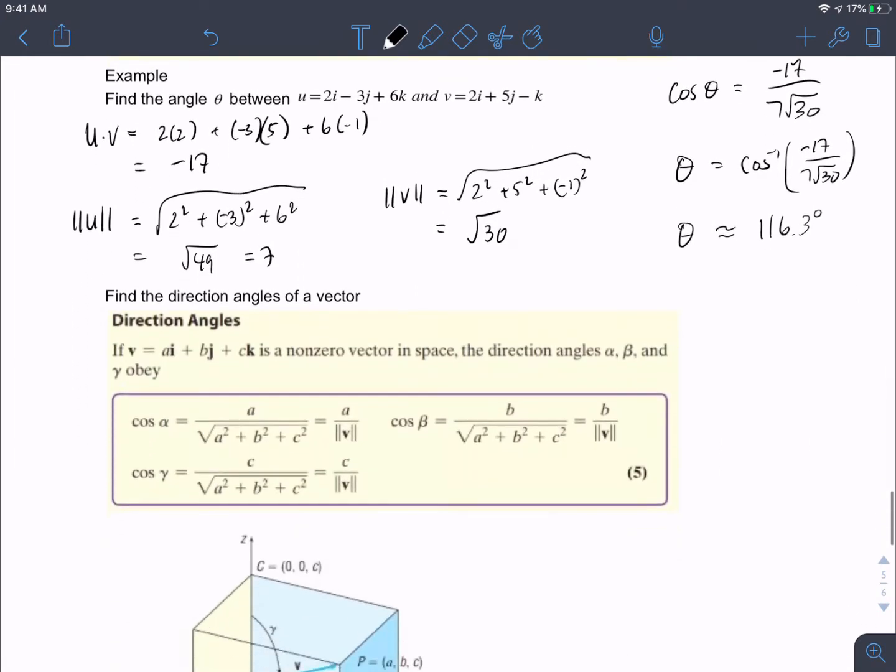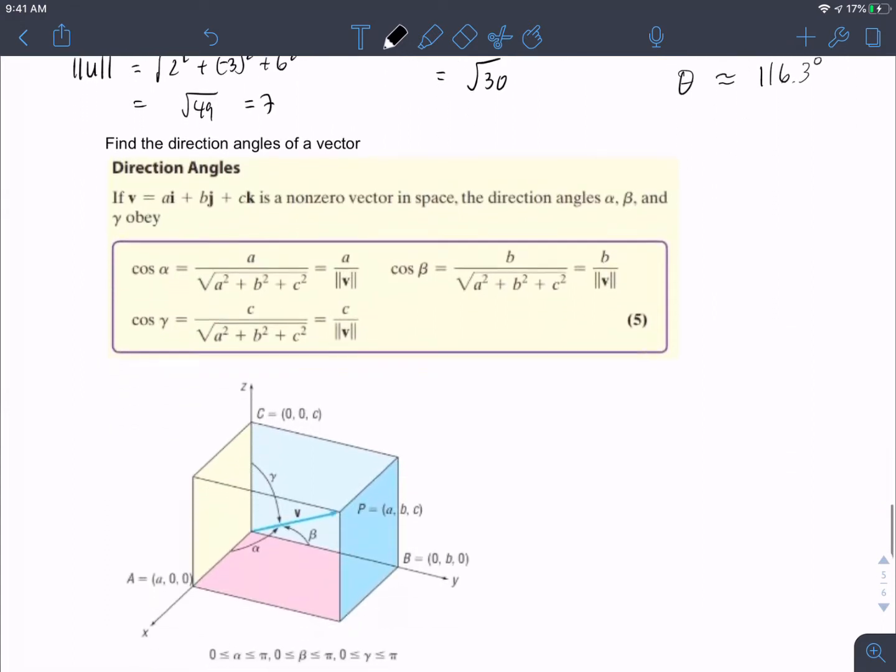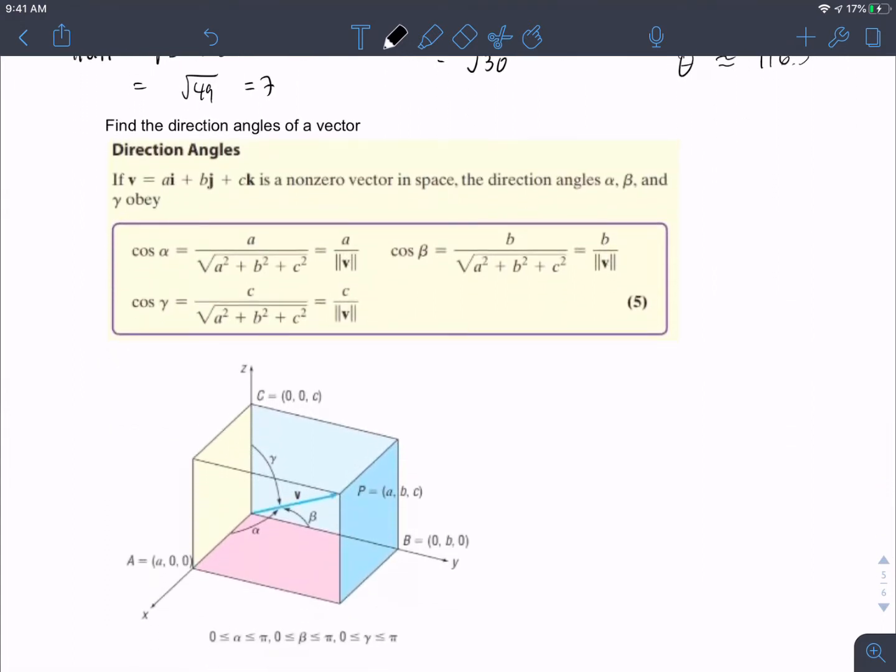Here's something important that I do want to talk about with you, which is direction vectors. When we're talking about direction angles with a vector, there are 3 angles that are measured. And here's what it looks like. The alpha angle is going to correspond with the x-axis. That's this guy. So you can see it's going in this direction.